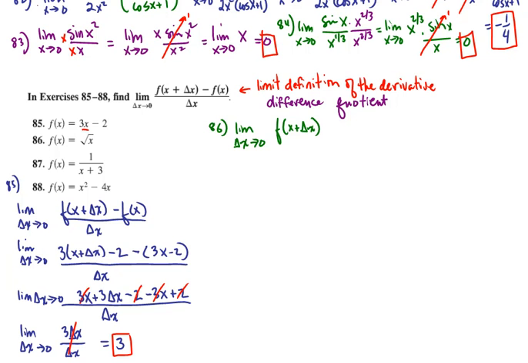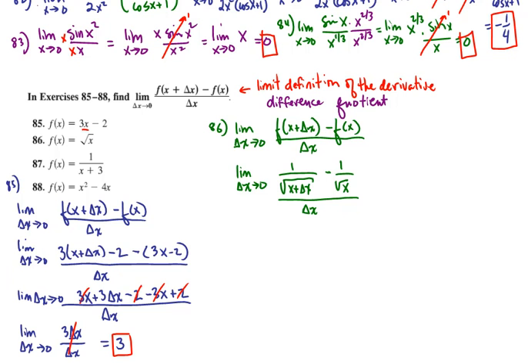So we have the limit as delta x approaches 0 of f of x plus delta x minus f of x all over delta x. Our f of x this time is 1 over square root of x. So limit as delta x approaches 0, f of x plus delta x is just 1 over square root of x plus delta x. Then minus f of x, and that's just 1 over square root of x, all divided by delta x.